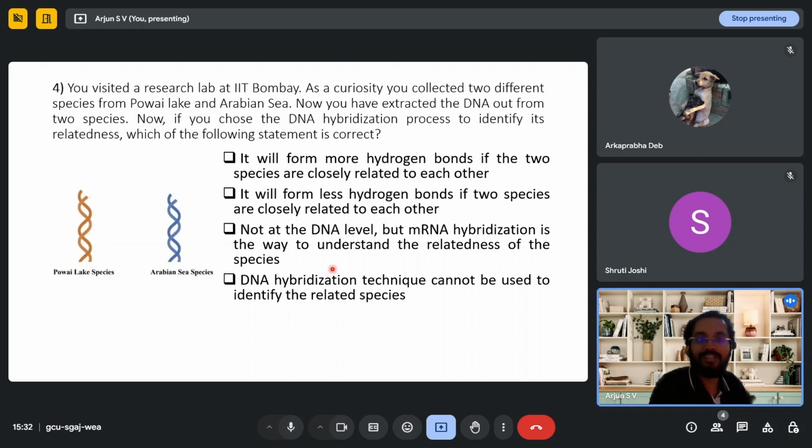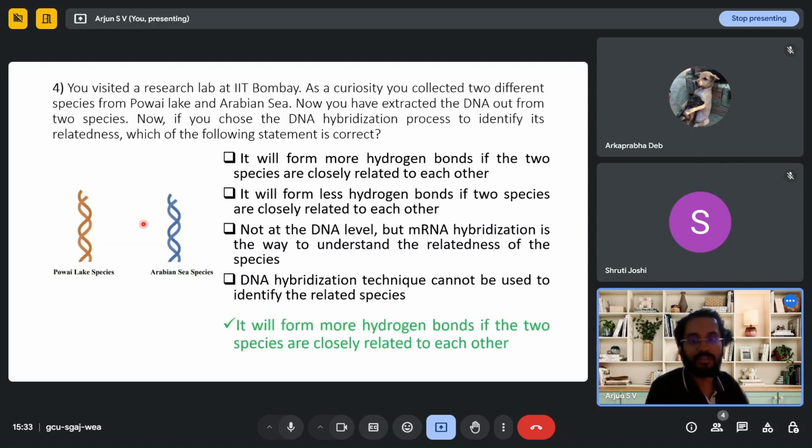For this question, you might tend to think a lot, but it's a very simple question. Basically you have two DNA species. If you denature them and manage to bind single strands from different species, and if they bind to each other more closely, it tells you that they are more closely related. So the correct option will be option one: it will form more hydrogen bonds if the two species are closely related to each other. If you take this DNA species and bind it with the complement of the other DNA species, both of them should bind to each other more and form more hydrogen bonds if they are closely related.